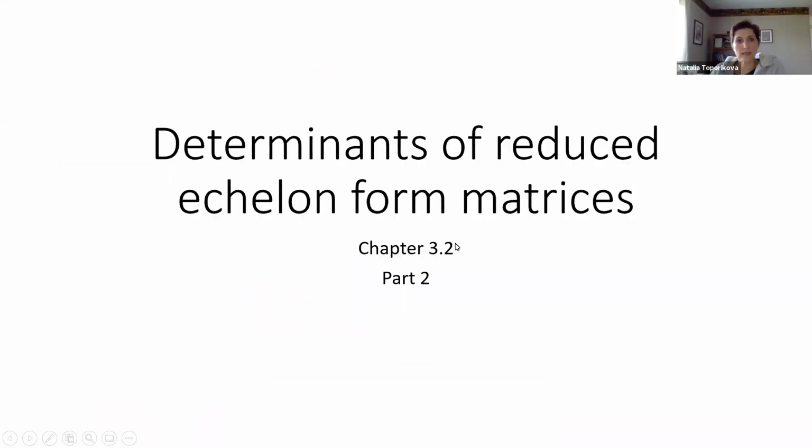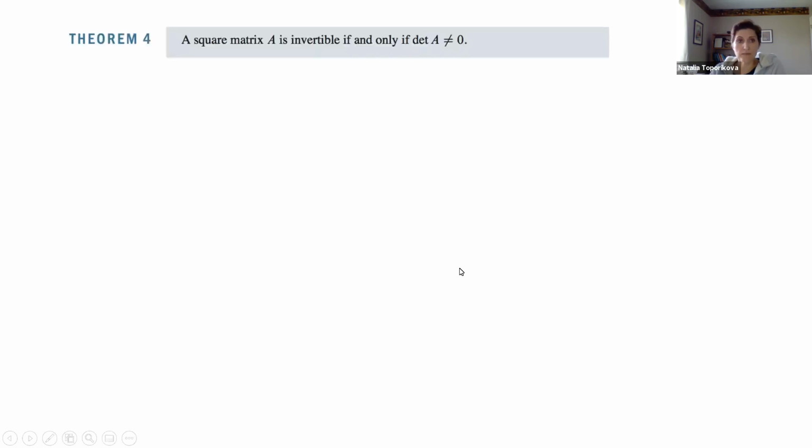Hello, this is the second part of chapter 3.2, and we'll talk about determinants of reduced echelon form of the matrices, or echelon form of the matrices. We don't always have to row reduce it. But let's start by thinking about the square matrix and when it is invertible.